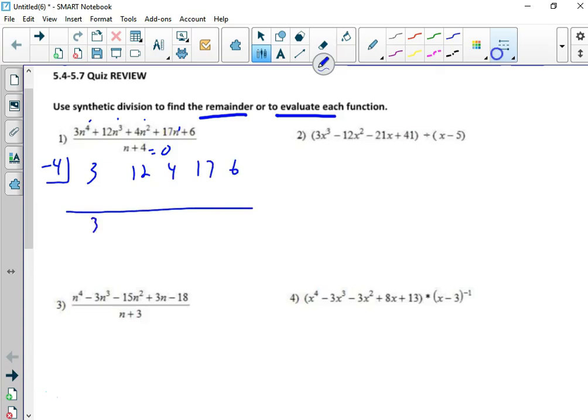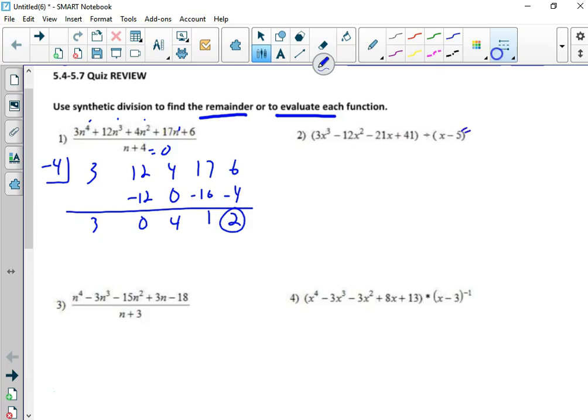Drop down to 3, multiply by negative 4. Add, multiply by negative 4. Add, multiply by negative 4. Add, multiply by negative 4. We're done. That's it. Stop right there. You don't have to do anything else.